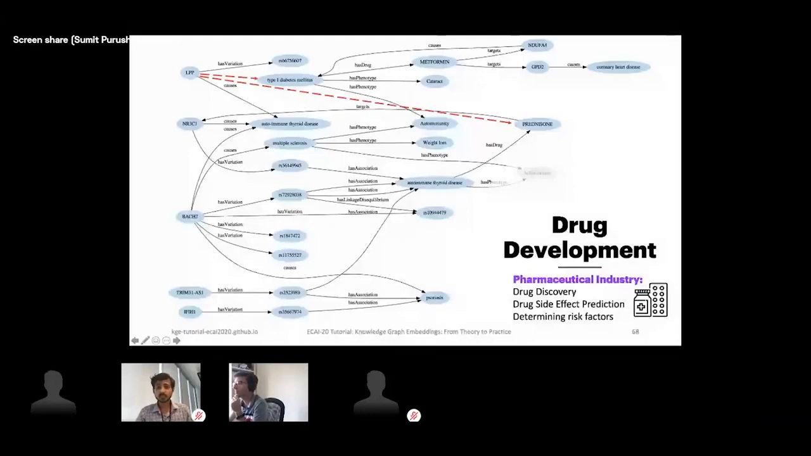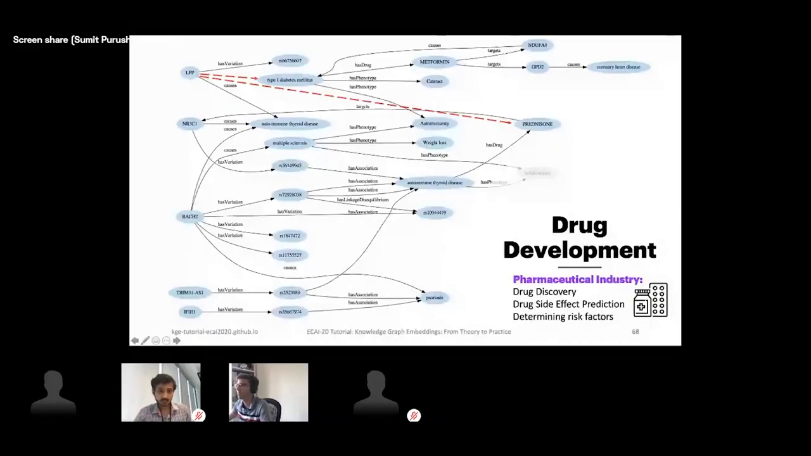There are other use cases in the pharma industry, for example, drug side effect prediction, determining the risk factors for a particular disease and so on. The way it works is you build this knowledge graph, run a knowledge graph embedding model on top of it, and then do the link prediction. And usually it's not a simple graph, because here you see only a few nodes, but from an industrial perspective, you would have millions of nodes and billions of links between the nodes.